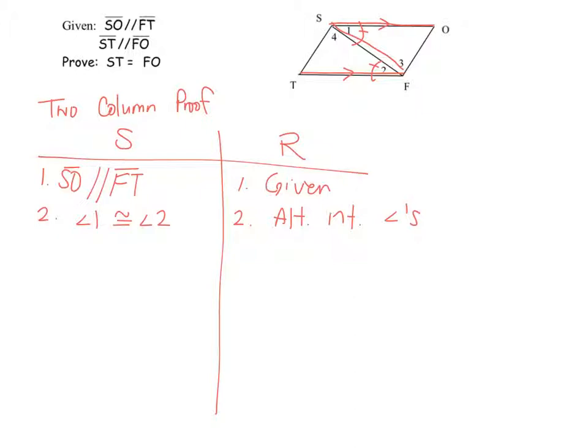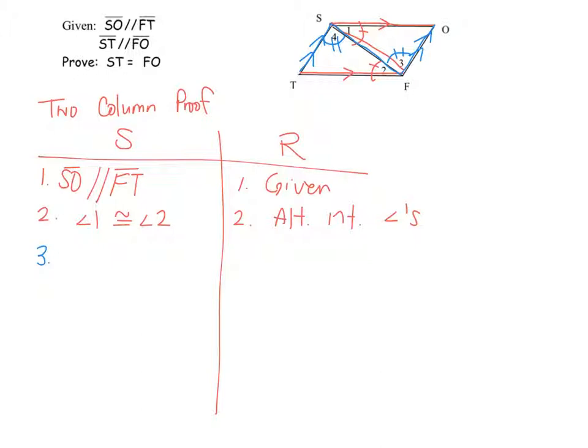The next thing I'm going to do is look at my second given. ST is parallel to FO. I'm going to use two sets of arrows on this one. ST is parallel to FO. And again, I'm going to look for either alternate interior angles or corresponding angles because I have parallel lines. Here I see that I have another Z. That Z shows me that I have alternate interior angles, and that my alternate interior angles are angles 3 and 4. So I will add that as a step in my proof.